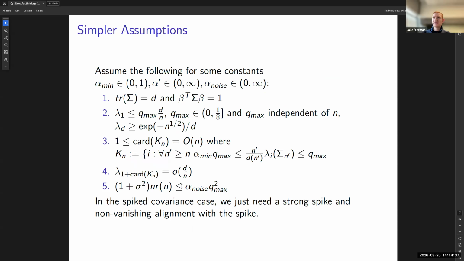Before we get back to the exact assumptions we talked about earlier, a simpler set of assumptions is that we have a set of growing and well separated eigenvectors, essentially the rank, and beta is well projected onto those.